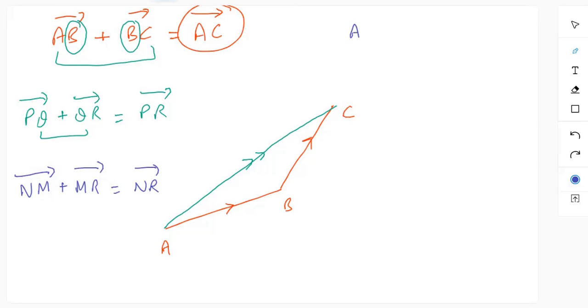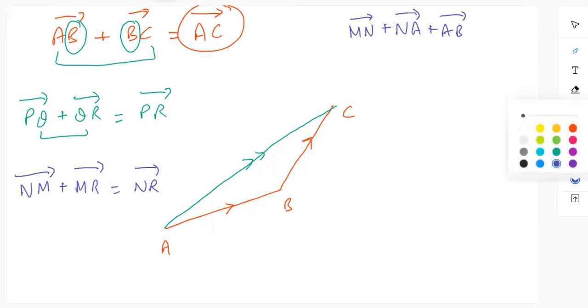For example, you have MN plus NA plus AB. Now think about this. What are you doing? You're starting at M, and you're going to N. N से फिर आप कहाँ चले गए? A पे चले गए, और फिर A से कहाँ चले गए? आप B पे चले गए. So essentially, if you look at it overall, what is happening? You started at M, and then you ended up at B.